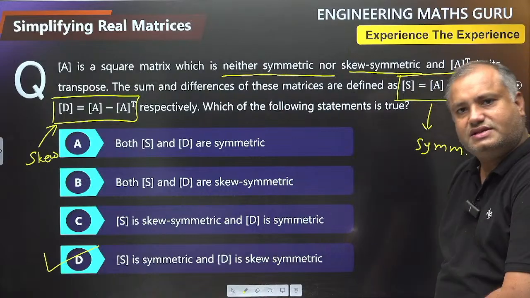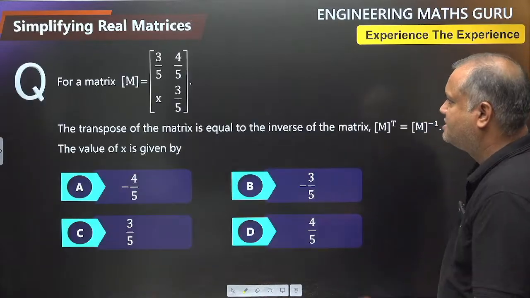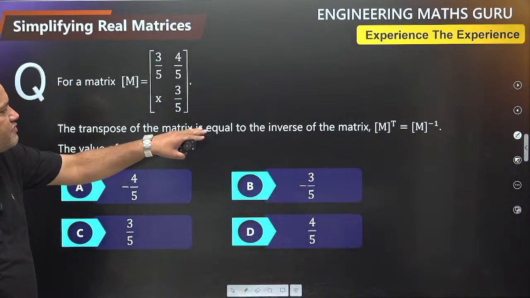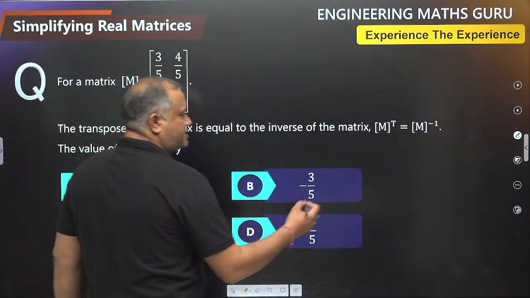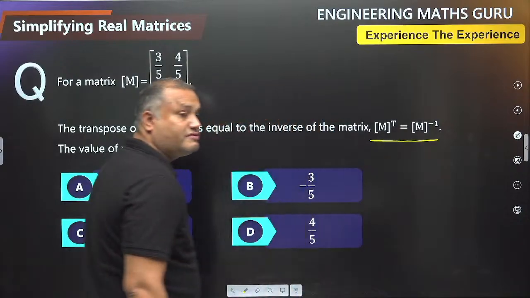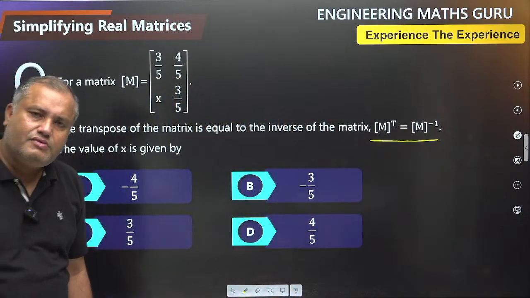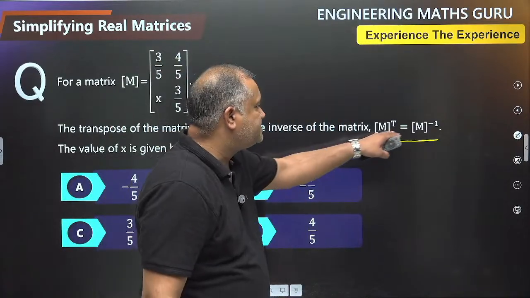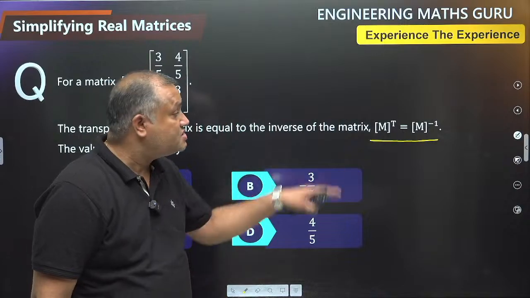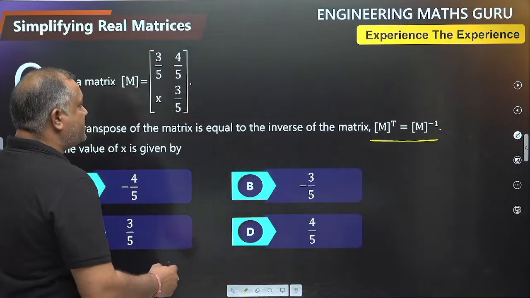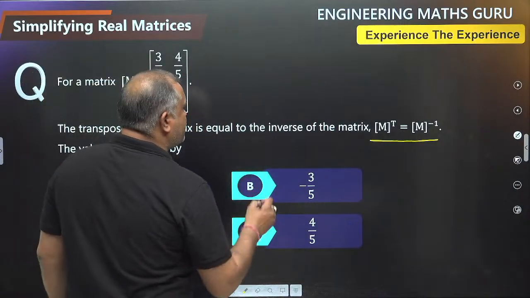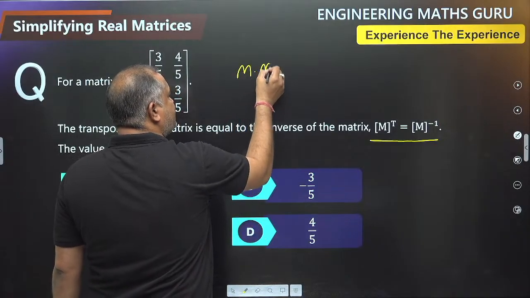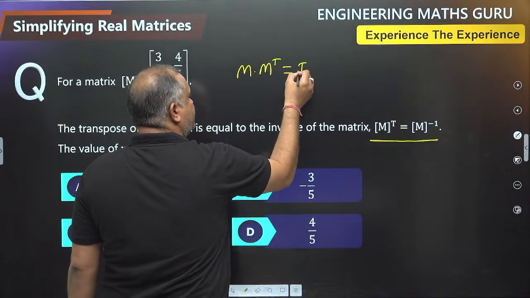Next. See this question. The transpose of the matrix is equal to the inverse. Achha ji, transpose of the matrix is equal to inverse. What does it mean? Transpose of the matrix equal to inverse means this is an orthogonal matrix. And for an orthogonal matrix, what is the condition? Matrix into its transpose will be equal to unit matrix.